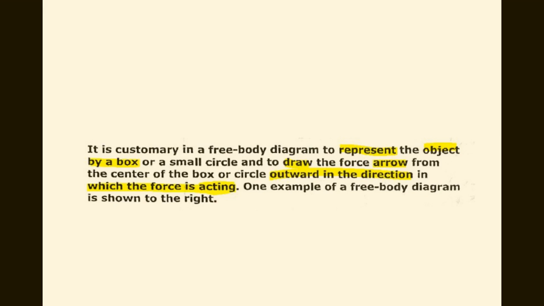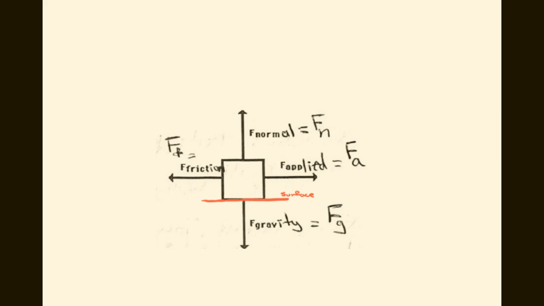All right, like I said earlier, with free body diagrams or force body diagrams, it's customary to use a box or a small circle. I personally suggest using a box for everything, and you draw the force arrow from the outward direction. I know it says here from the center, but we're going to use the center of the box to give us room to write the mass number. So just draw it from the outside, always going outwards. Nothing goes inwards. And it's essentially the way in which the force or the direction is acting. So when it says one example of a free body diagram is shown to the right, it was essentially this picture right here.